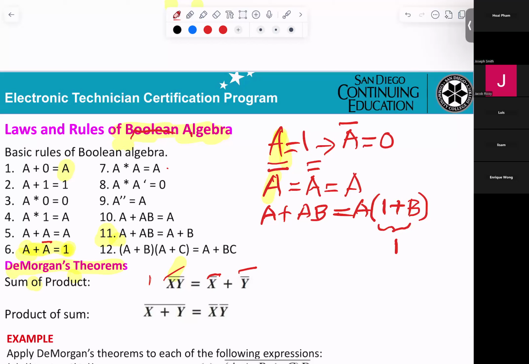Okay? And the next one, product of sum. You get the bar right here. You want to remove that. X will be not X, or, and Y will be not Y. That's only telling you, if you get AND, you convert it, you get OR. If you get OR, convert it to be AND.